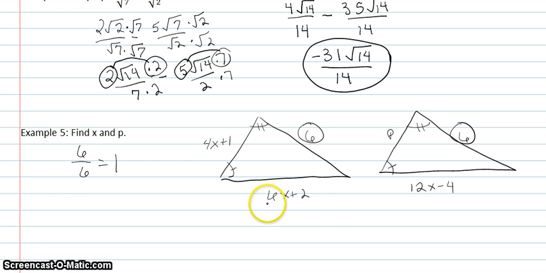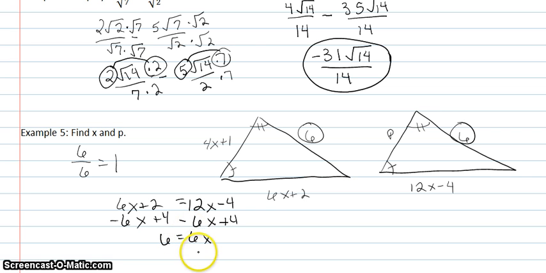So first of all, to solve for x, I'm just going to set this 6x plus 2 right here equal to the 12x minus 4. Then I'll subtract the 6x and just go ahead and solve for x like we normally would, add the 4. So I'll have 6 equals 6x, so x equals 1 because I would divide both sides by 6.